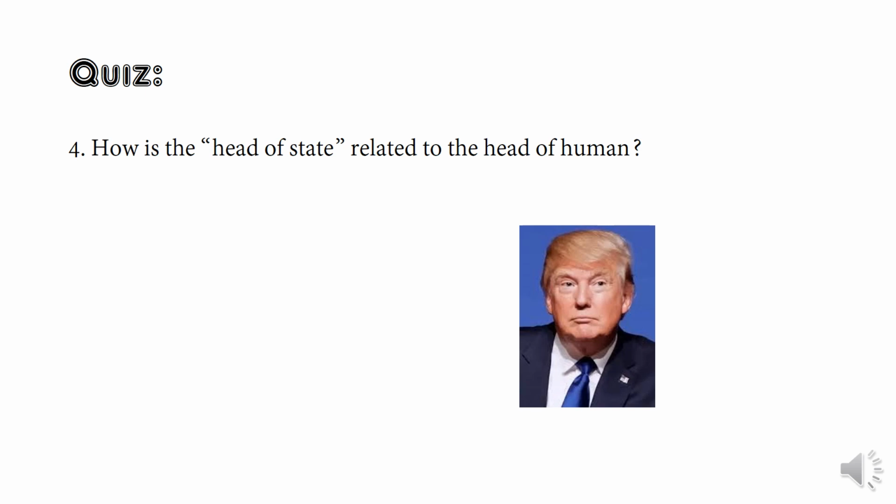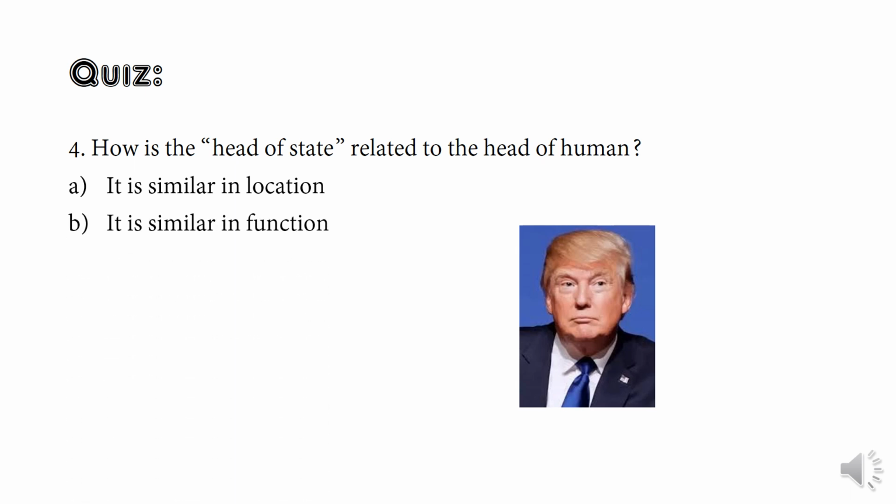What about this one? How is the head of a state related to the head of a human? It is similar in location. It is similar in function. It is similar in shape. If you think that it is similar in function, then you are absolutely right.